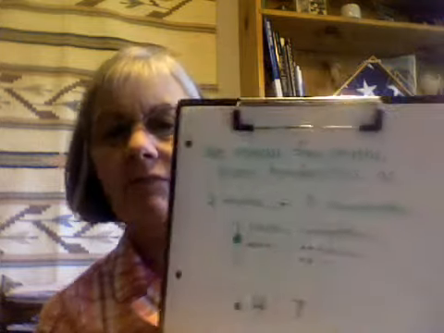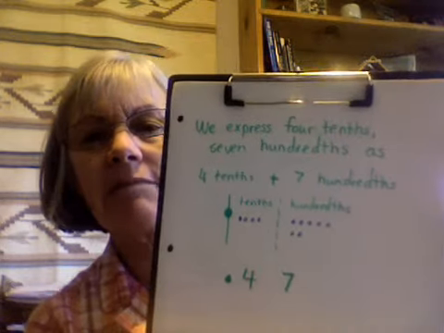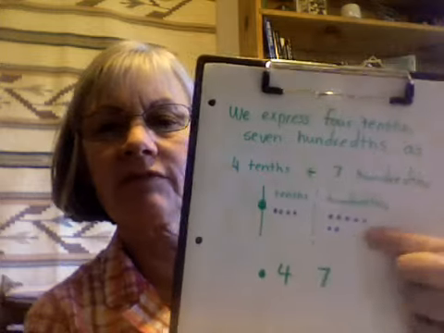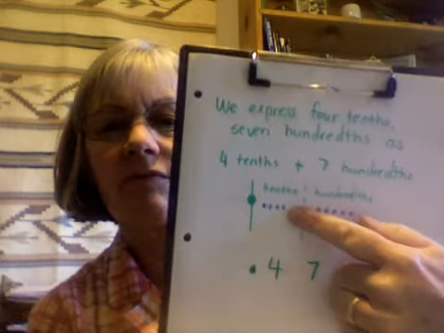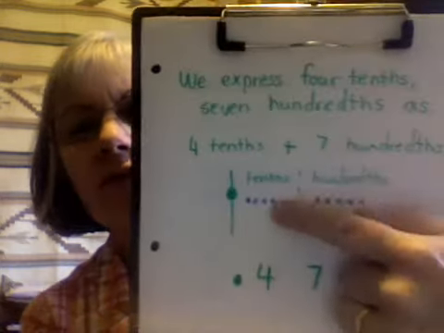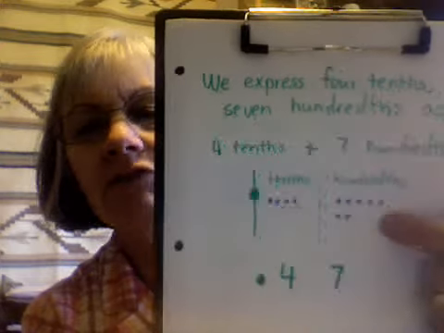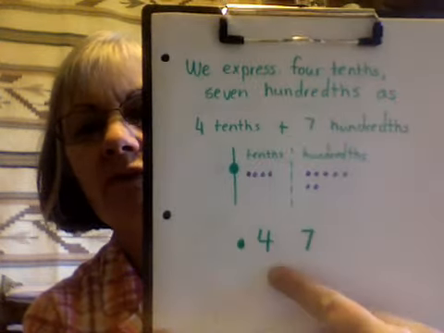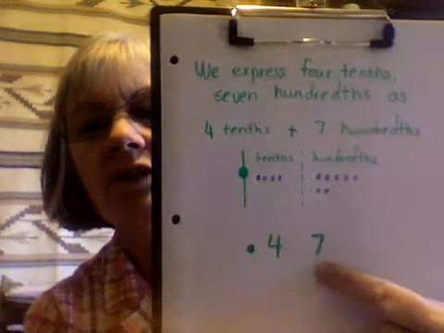When we express hundredths in written form, they look like this with a decimal. The number 4/10, 7 hundredths can be expressed as 4/10. Make it a little bit larger for you. And 7 hundredths looks like this with the decimal point. 4/10, 7 hundredths.